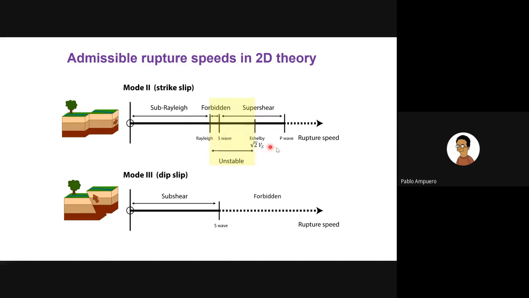But in the 2D theory, there's a range here indicated in yellow that is unstable. Part of this range is really forbidden energetically, and the other part is unstable in the sense that a rupture that is trying to propagate at a steady speed within that range, if it is slightly perturbed by, for example, some heterogeneity of the fault, will quickly change speed into either the very fast range or the slow range. So this is what we call the unstable range, and we wouldn't expect, based on this 2D theory, to have stable ruptures in those ranges.